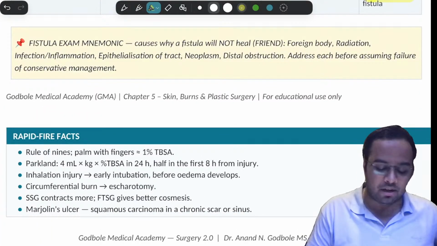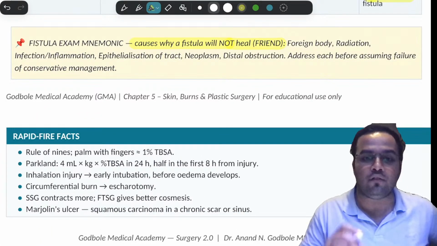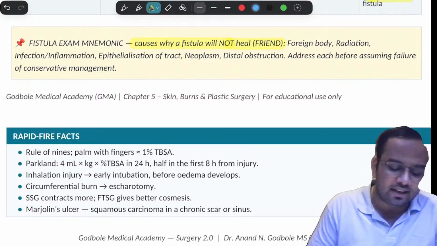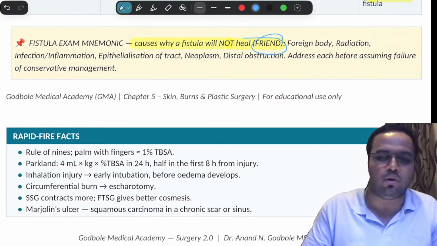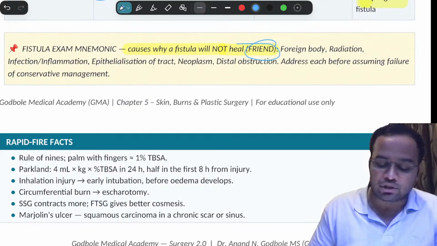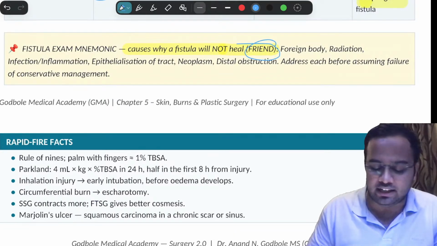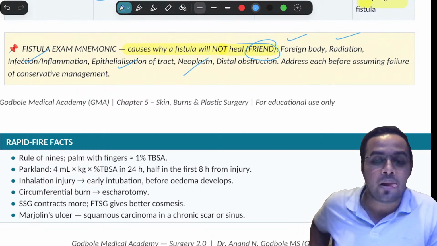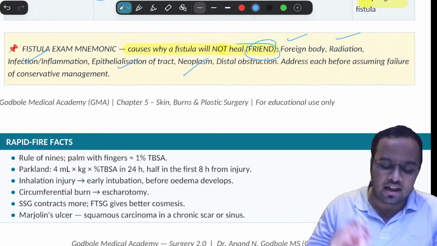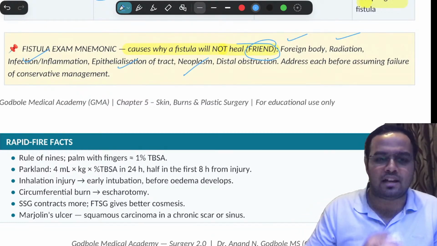So always remember, why does a fistula not heal? The important mnemonic is FRIEND. I don't believe in any mnemonics, but while going through this I found that this mnemonic can be used. So what is that FRIEND mnemonic? Foreign body, radiation, infection, epithelialization of the tract, or neoplasm. Whenever there is a foreign body inside, the fistula is not going to heal.